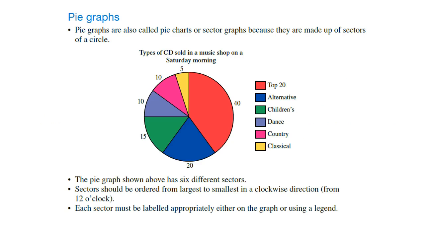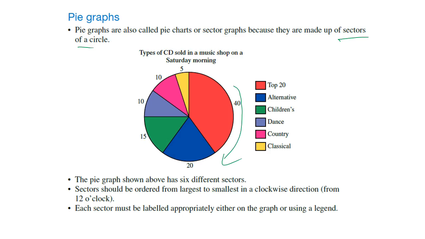Quickly go through what a pie graph is. I'm not going to go too much into this. Pie graphs are also called pie charts or sector graphs because they are made up of sectors of a circle. So that's like a sector, sector, sector, etc. The pie graph shown above has 6 different sectors. The sectors should be ordered from the largest to the smallest in a clockwise fashion. So remember, go in this direction.